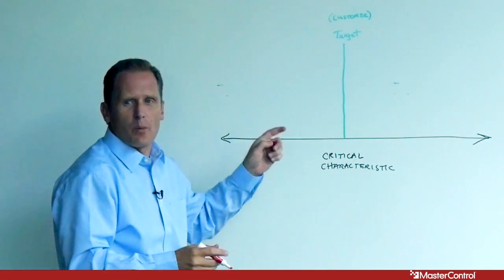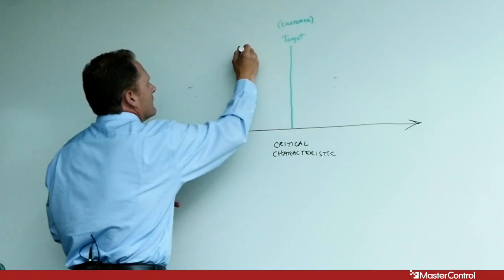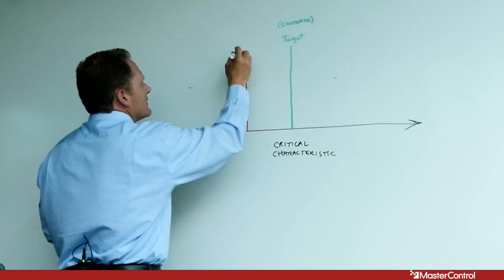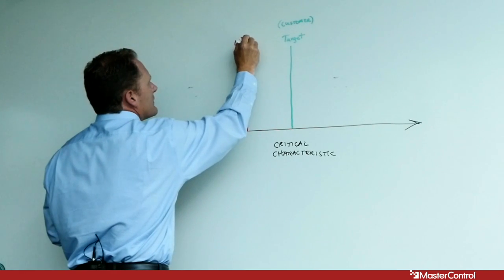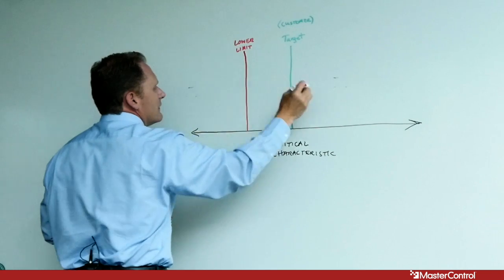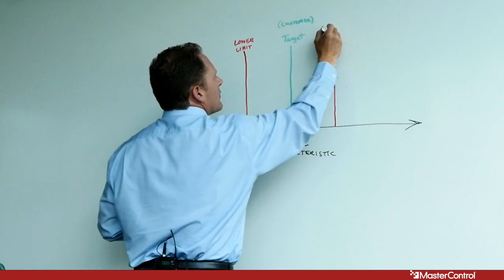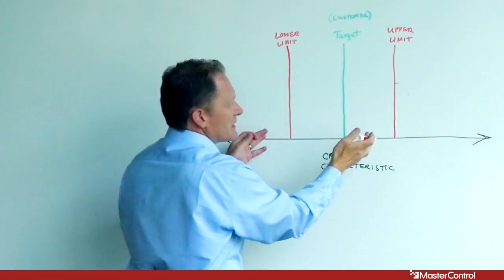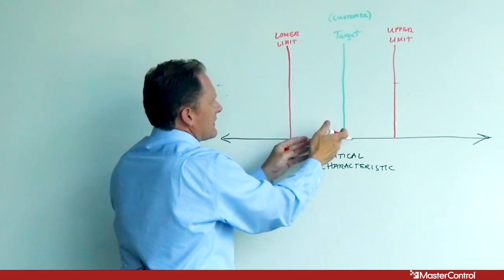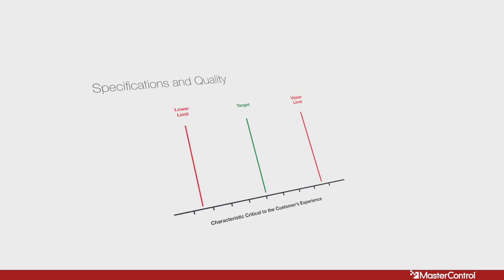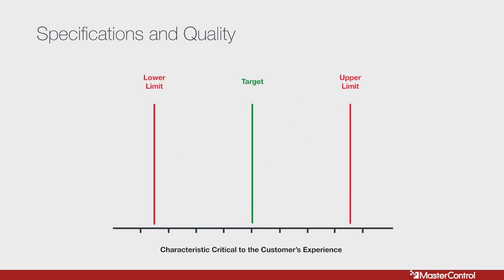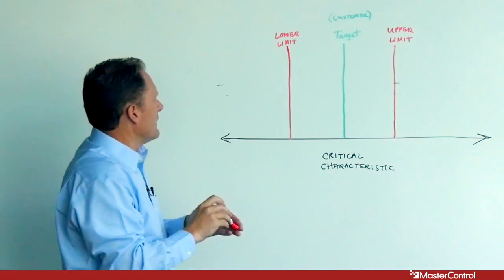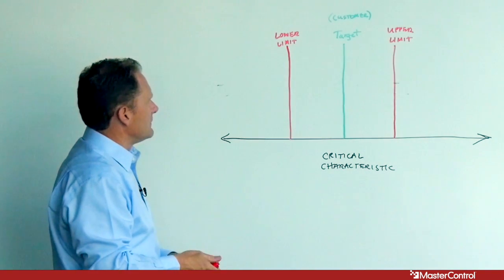But the reality is we can't always hit that exactly. And so we usually have some type of lower allowable limit and an upper allowable limit. This is the designer saying, hey, if we can't get the target, well, make sure you don't go any farther than that. So this is very typical. This is what designers do. They create these specifications based on what the customer needs in order to have a good experience and for the product or the service to be reliable.